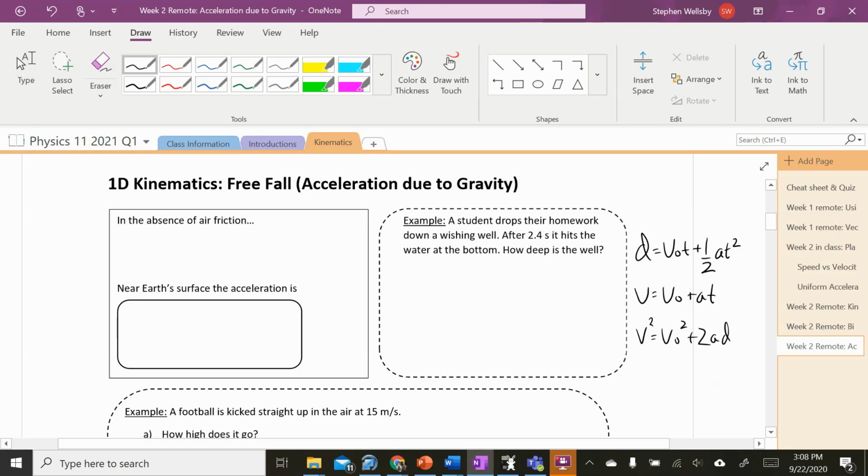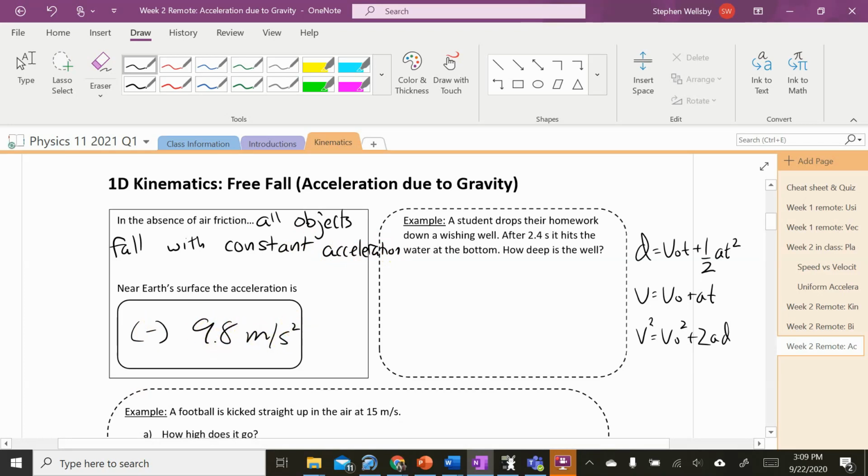So one thing to keep in mind is, in the absence of air friction, so often in physics we're going to kind of pretend that we live in this idealized world where air resistance doesn't exist. So in the absence of air friction, all objects fall with constant acceleration. So on Earth's surface, that's going to be, I'm going to put a negative sign there because it's going to be downwards, but it's 9.8 meters per second squared.